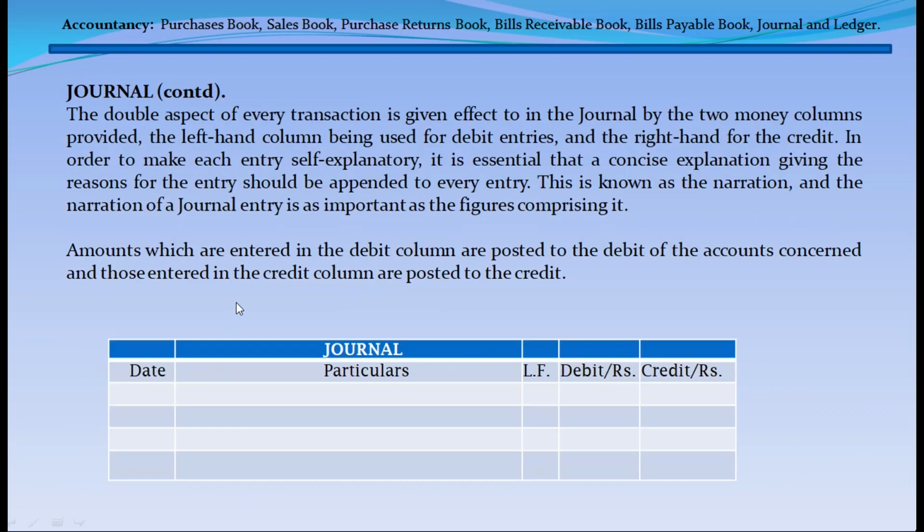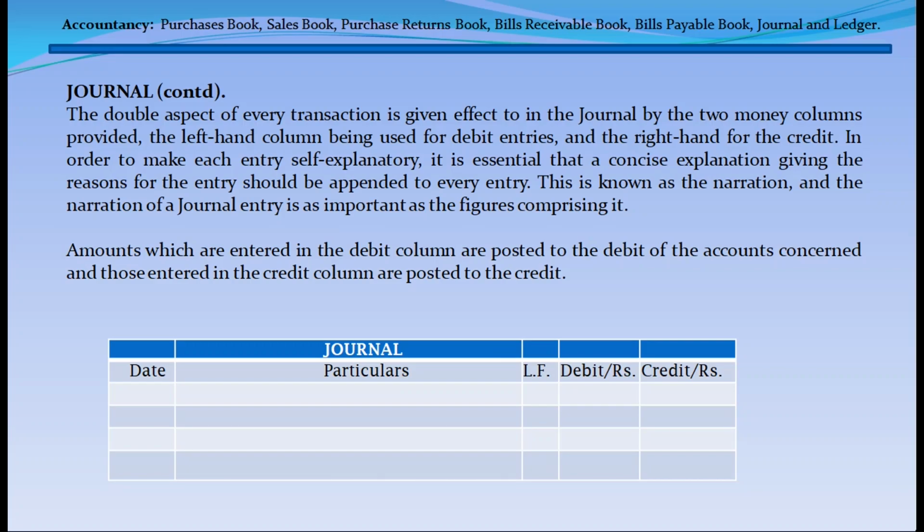Journal continued. The double aspect of every transaction is given effect to in the journal by the two money columns provided, the left hand column being used for debit entries and the right hand for the credit. In order to make each entry self-explanatory, it is essential that a concise explanation giving the reasons for the entry should be appended to every entry.